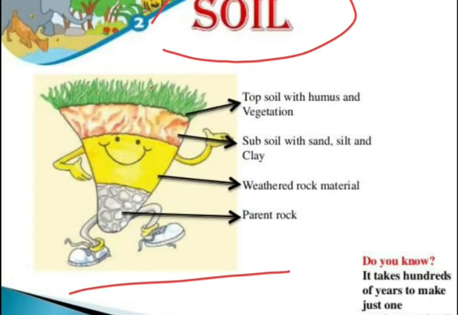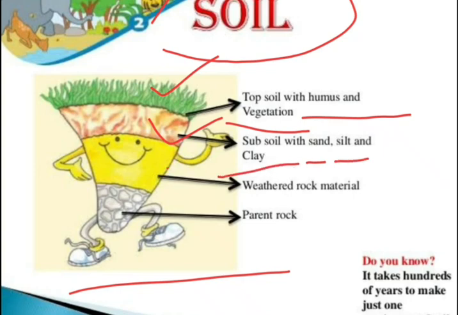Here, the soil profile has four layers, as you can see. The first is topsoil, with humus and vegetation. The second one is subsoil with sand, silt and clay. The third one is weathered rock material. And the fourth one is parent rock.